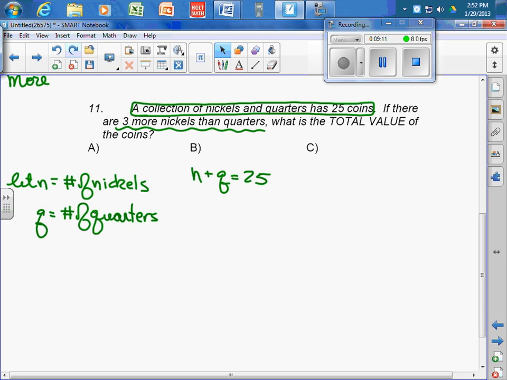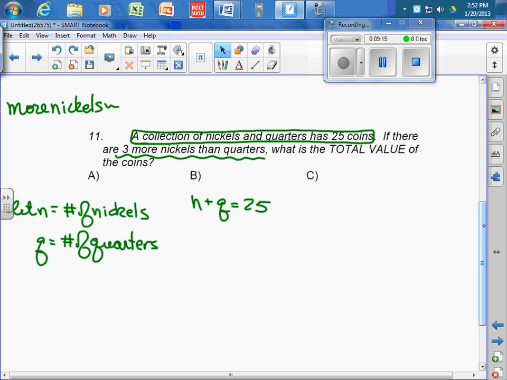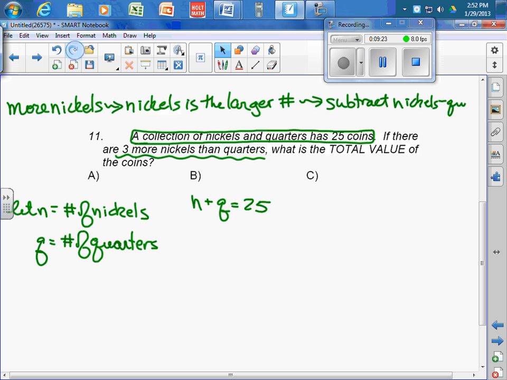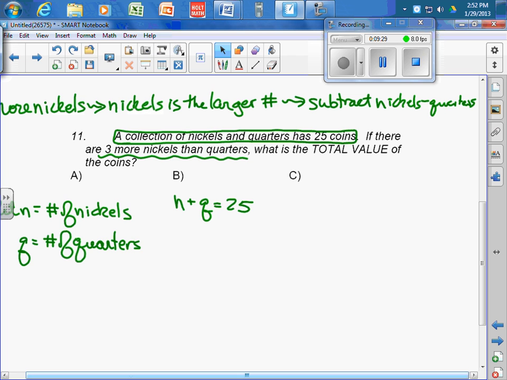What does that mean? There are more nickels, which implies that nickels is the larger number. That implies you're going to be subtracting nickels minus quarters. If you take nickels minus quarters, what do you have? N minus q is equal to 3. Adding the two equations together, 2n is equal to 28, n is equal to 14. That means there are 14 nickels.